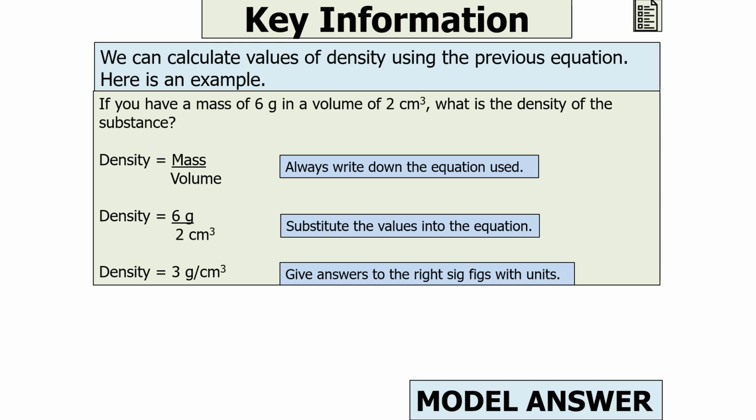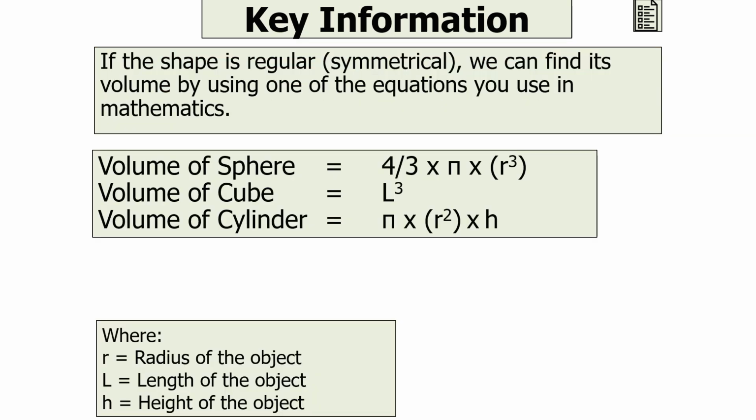But what if you're not given the volume of the object? Now, if the shape is regular or symmetrical, we can find its volume by using one of the equations you use in mathematics. So for example, the volume of a sphere is 4 pi r cubed, where r is the radius of the object. The volume of a cube is L cubed, where L is the length of the object, and the volume of a cylinder is pi r squared times by h, because h is the height of the object. So let's have a look at a different question now.